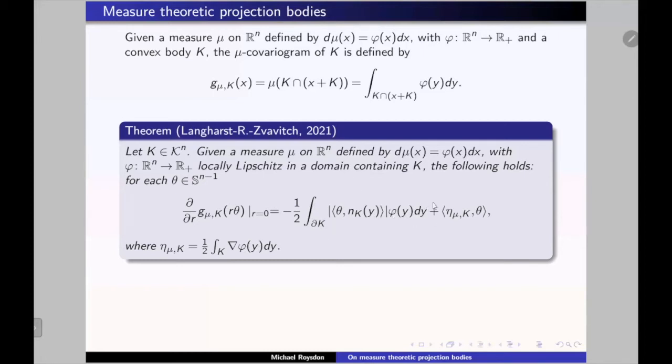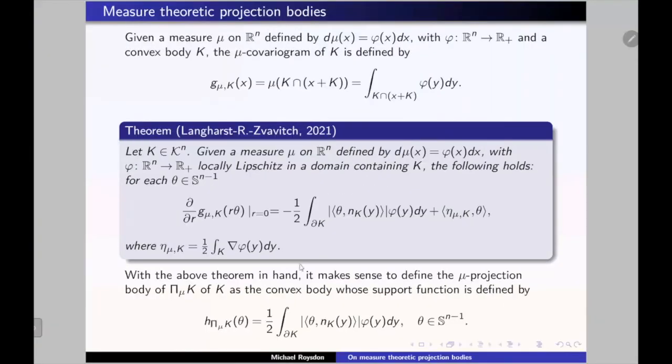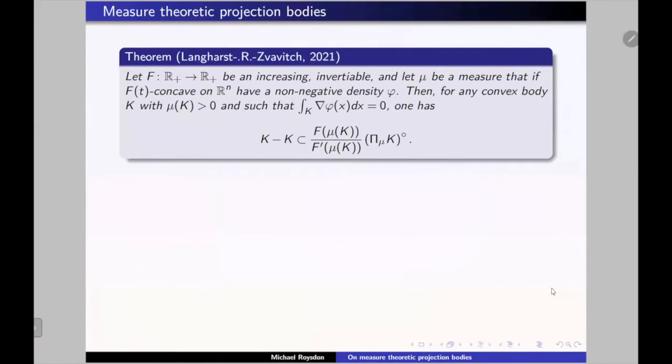And with this, it made sense for us to define the mu projection body of K. So we take some measure mu with density phi non-negative, and we define its polar projection body P sub mu K as the convex body whose support function in every direction is given by 1/2 the integral over the boundary of K, the absolute value of the scalar product of the direction with the outer unit normal vector at y, phi of y dy. So we have now a notion of measure theoretic projection body.